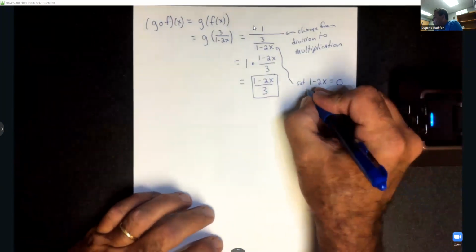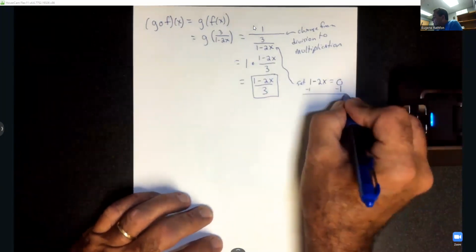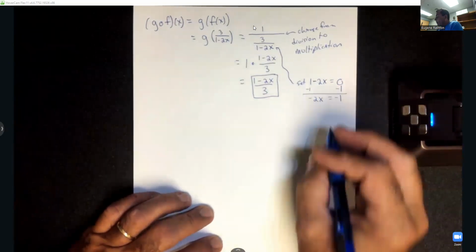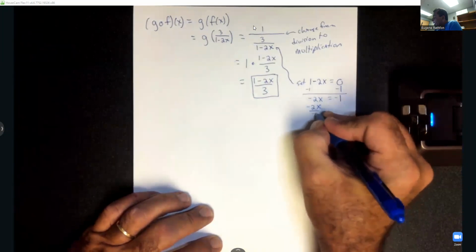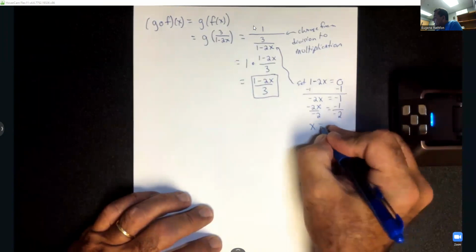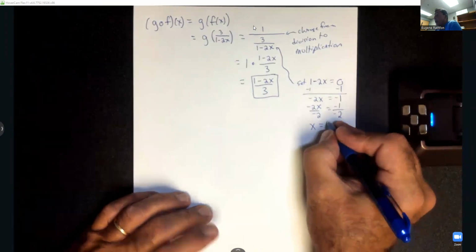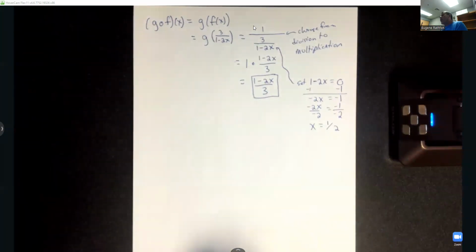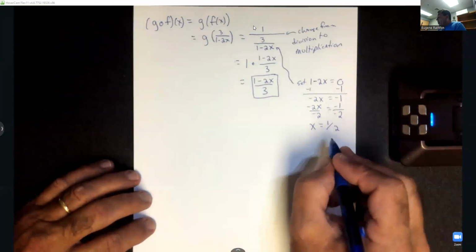All right, y'all, so let's what? Subtract 1 from both sides. I get negative 2x equals negative 1. Divide everybody by negative 2. So I get x. Remember, those negatives cancel. So good job. X is what? A 1/2. So 1/2 is the only number we're kicking out of our domain.